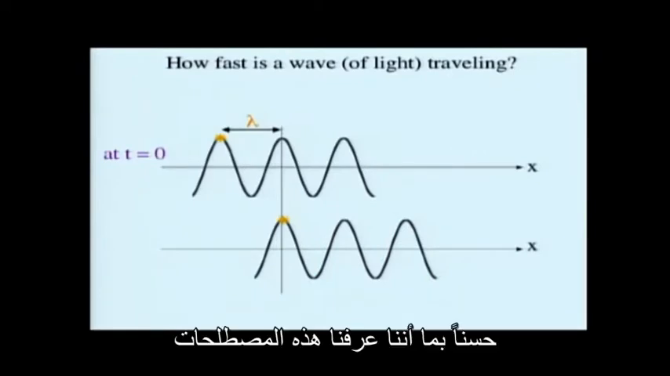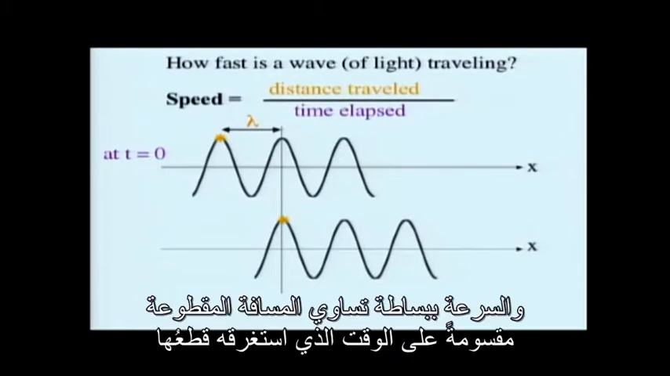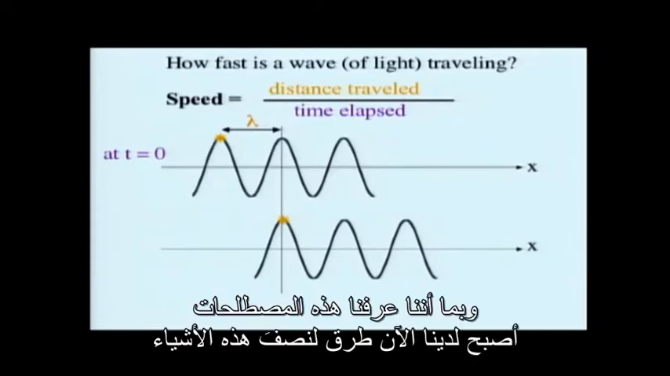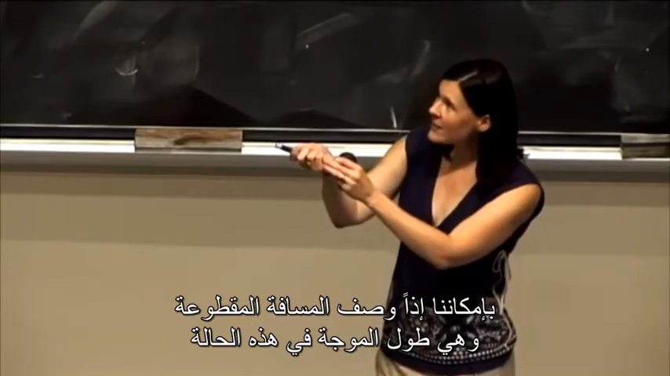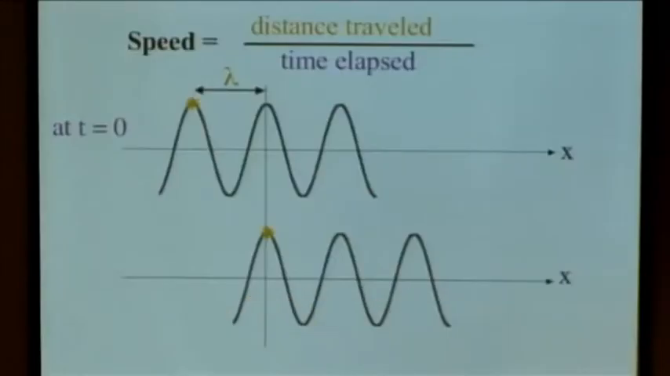All right, so since we have these terms defined, we know the frequency and the wavelength. It turns out we can also think about the speed of the wave, and specifically of a light wave. And speed is just equal to the distance that's traveled divided by the time elapsed. And because we've defined these terms, we have ways to describe these things. So we can describe the distance that's traveled. It's just a wavelength here.